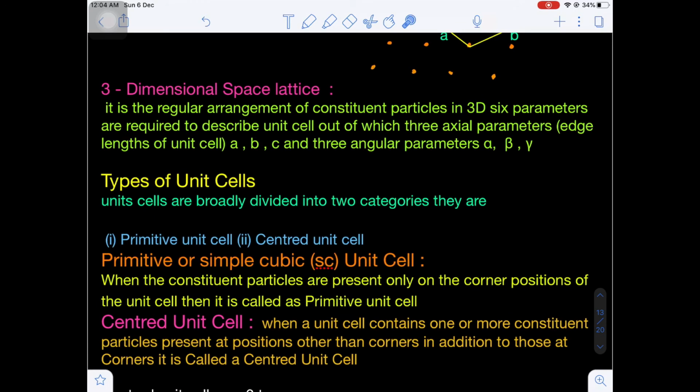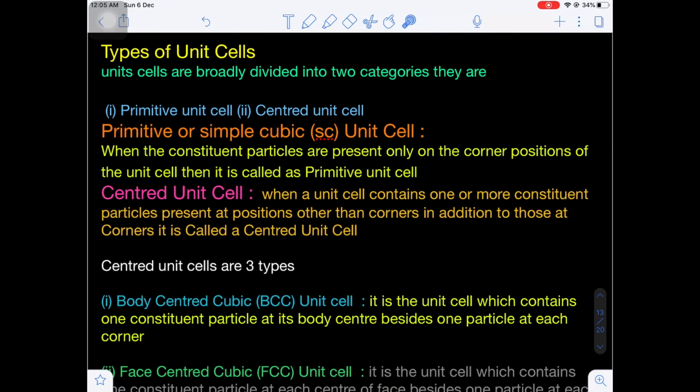In three-dimensional space lattice, the regular arrangement of a constituent particle in three-dimensional space will be characterized by 6 parameters. Already I told you 3 parameters will be the axial distances and 3 parameters are the angular distances. So the axial distances will be A, B, C and angular parameters will be alpha, beta and gamma. Okay. Now what are the types of unit cells?